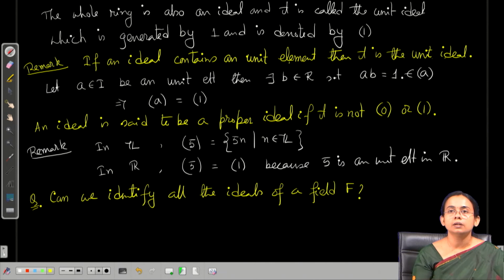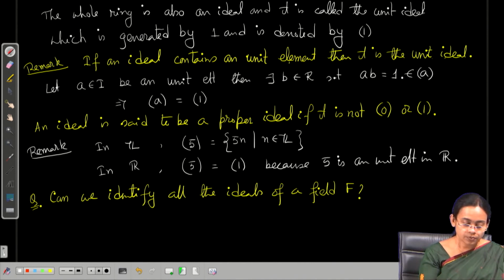So, of course, in any ring we have by default two ideals, one is the unit ideal, another one is the 0 ideal. But in a field you can observe that every non-zero element is a unit element. Therefore, in a field if I take any non-zero element, the ideal generated by that element will become nothing but the unit ideal. Therefore, the field has exactly two ideals.